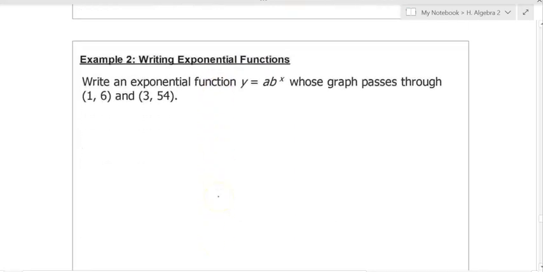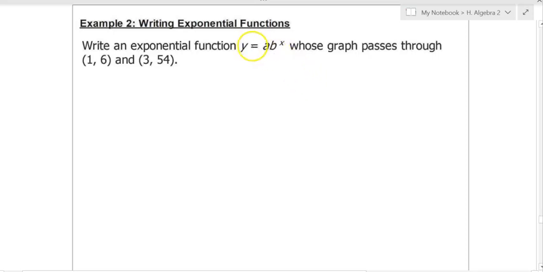All right. So writing an exponential function, in this form, they give me 2 points. So from these 2 points, I'm going to make 2 equations. I'm literally going to plug in x is 1, y is 6. So that's 6 equals ab to the 1, which is the same as 6 equals ab. And then from this set of points, I'm going to do the same thing. I'm going to write 54 equals ab to the 3rd. I just substituted in x and y.